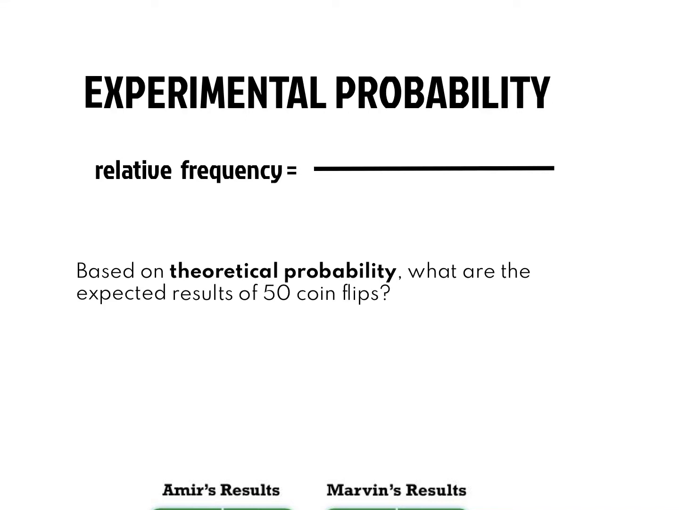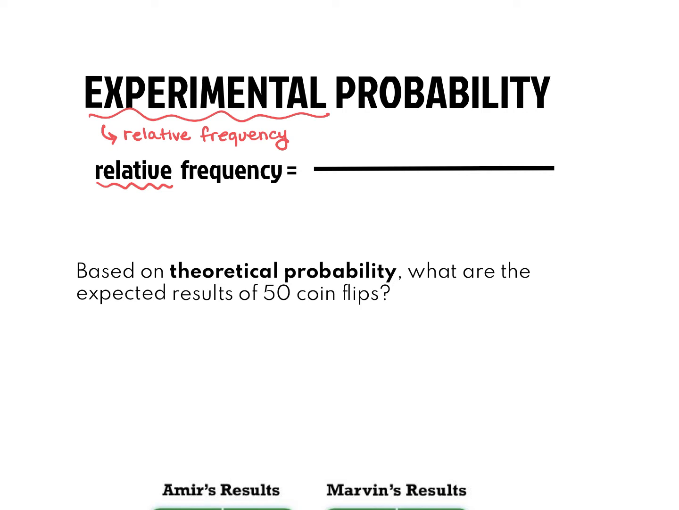This lesson will show you how to find experimental probability. Experimental is kind of how it sounds, an experiment, something that you physically do. Experimental probability is going to be the relative frequency. So this is a new word for you, relative frequency of what actually happens. So I like to think about experimental probability as what actually happens.